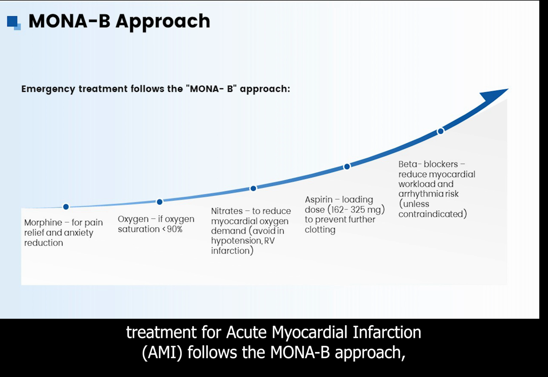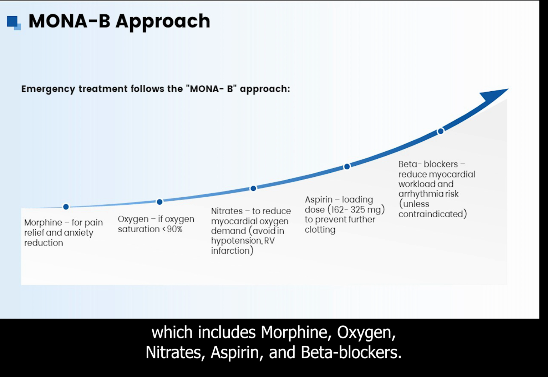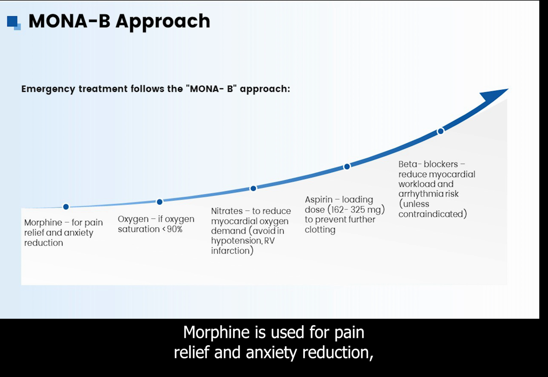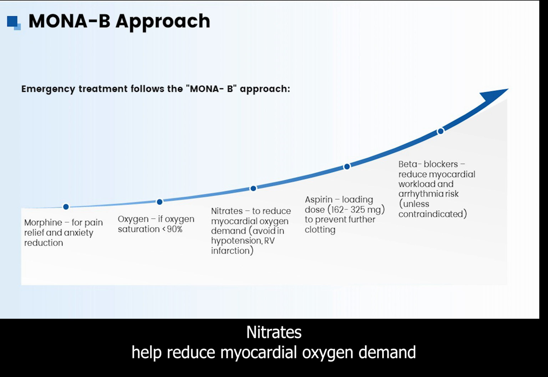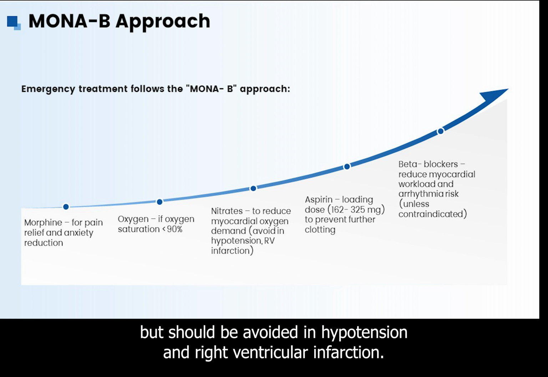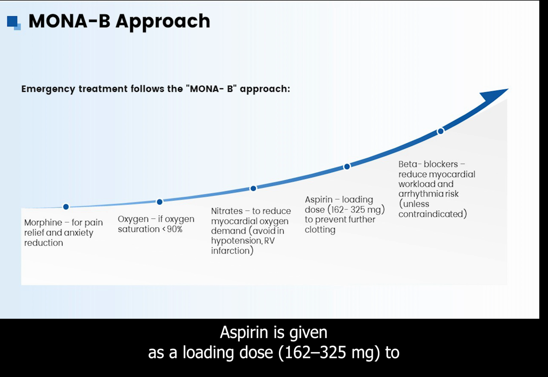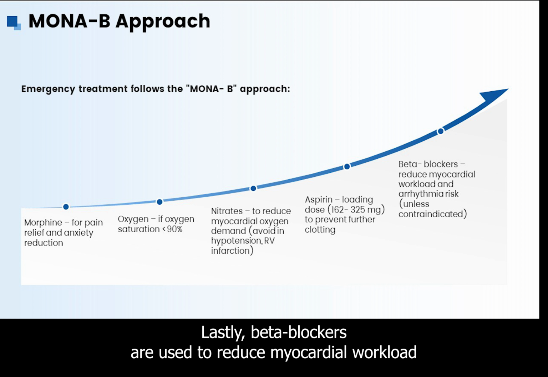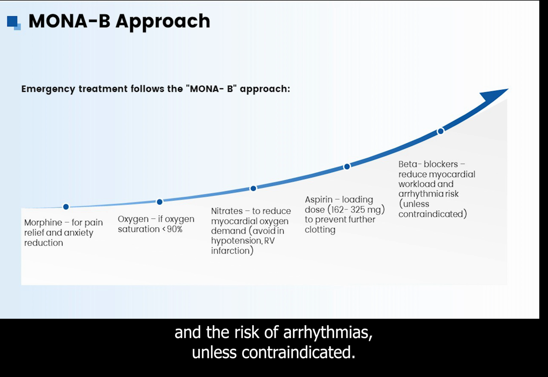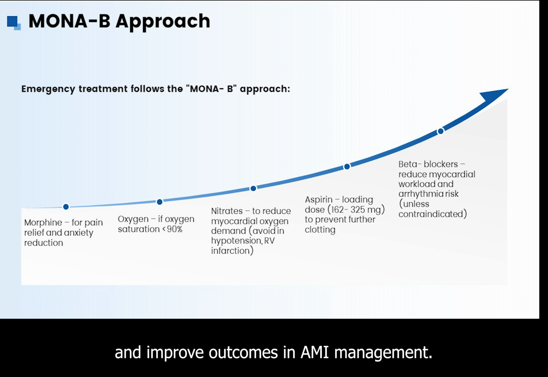Emergency treatment for acute myocardial infarction follows the MONA-B approach, which includes morphine, oxygen, nitrates, aspirin, and beta blockers. Morphine is used for pain relief and anxiety reduction, while oxygen is administered if oxygen saturation is below 90%. Nitrates help reduce myocardial oxygen demand, but should be avoided in hypotension and right ventricular infarction. Aspirin is given as a loading dose of 162 to 325 milligrams to prevent further clot formation. Lastly, beta blockers are used to reduce myocardial workload and the risk of arrhythmias, unless contraindicated. These initial interventions help stabilize the patient and improve outcomes in AMI management.